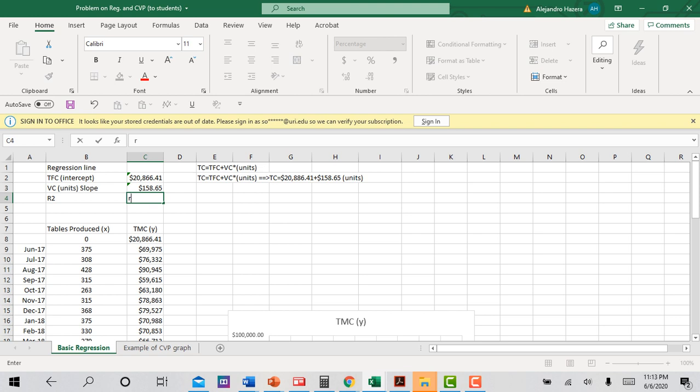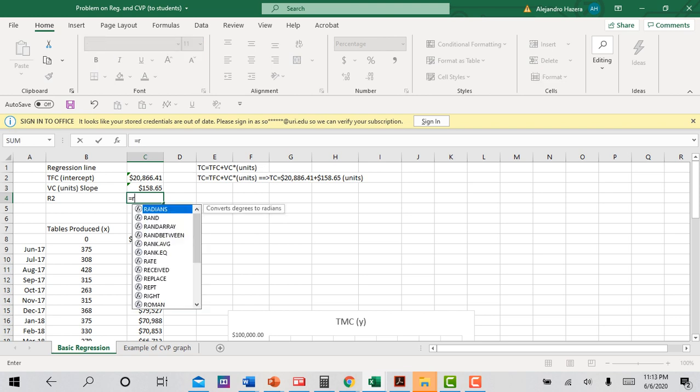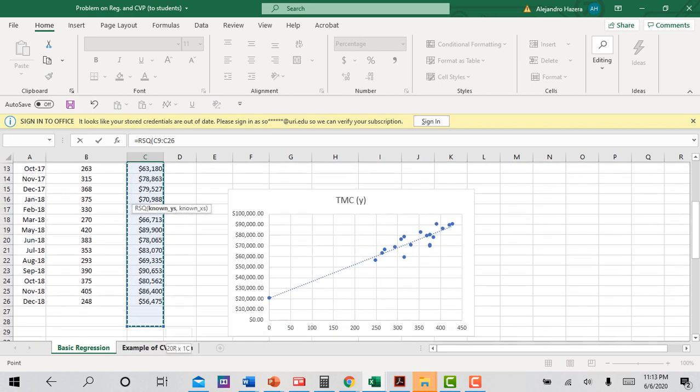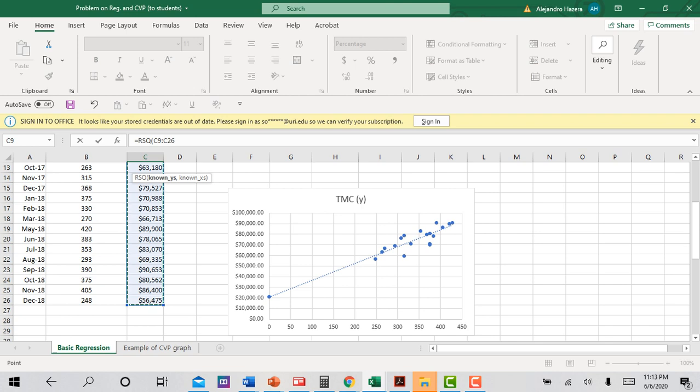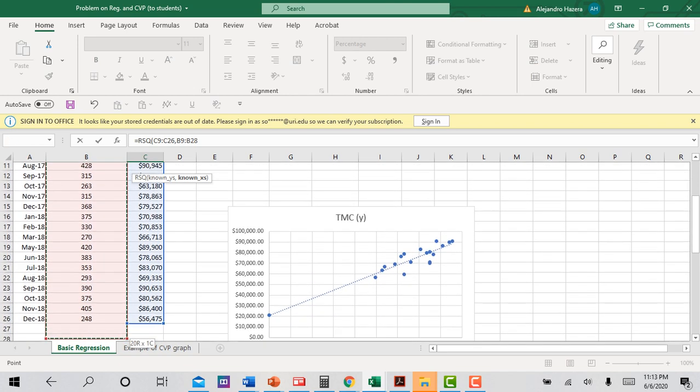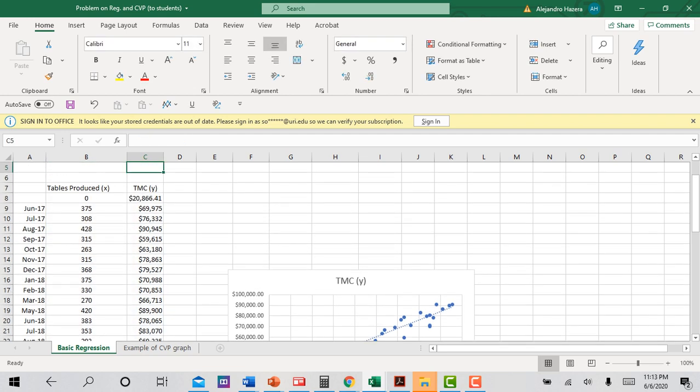Okay, so I think the function is RSQ, that's it right there. Once again, we put in our known y's, and I'm just going to start without the point that I put in there myself. And then the known x's, let's see what we got here. Should give you a pretty decent R square.